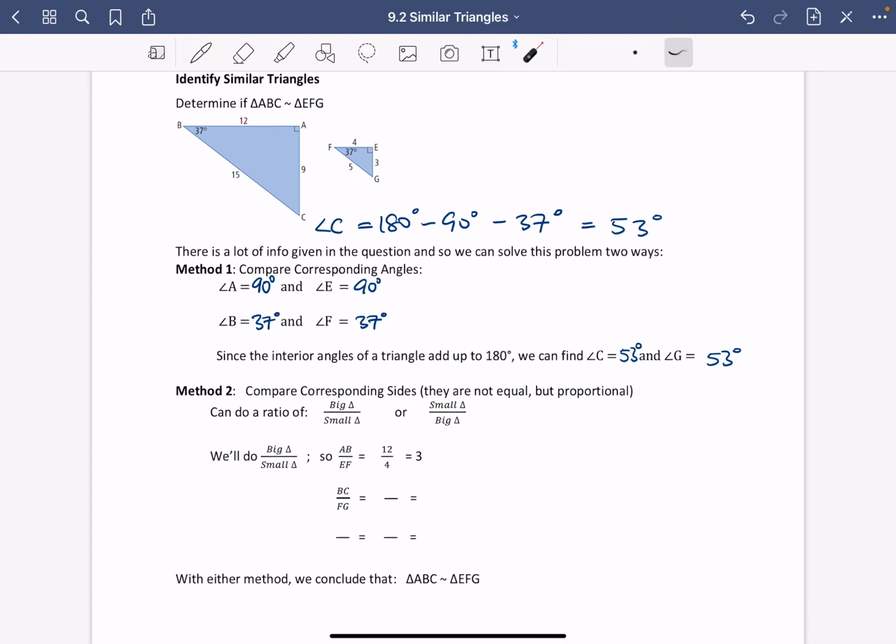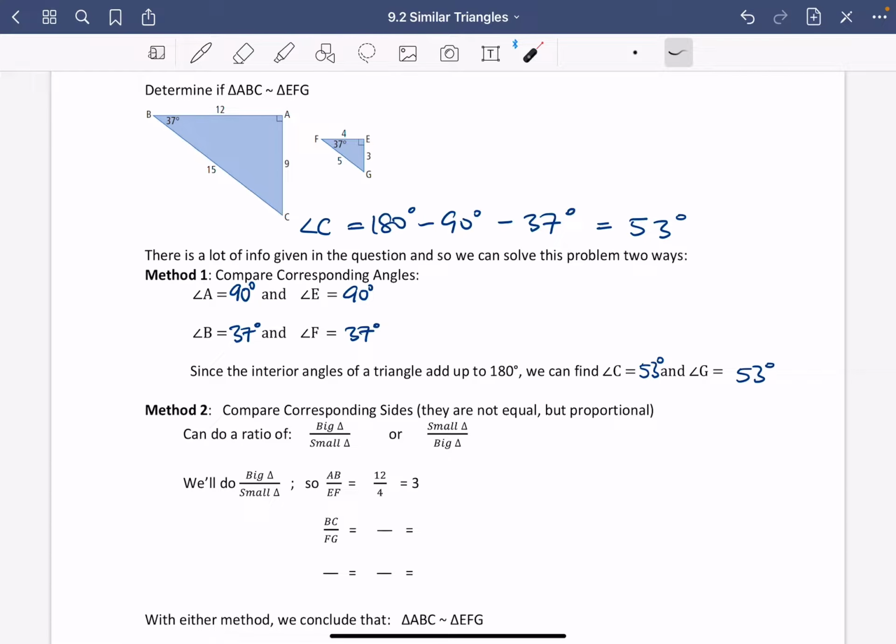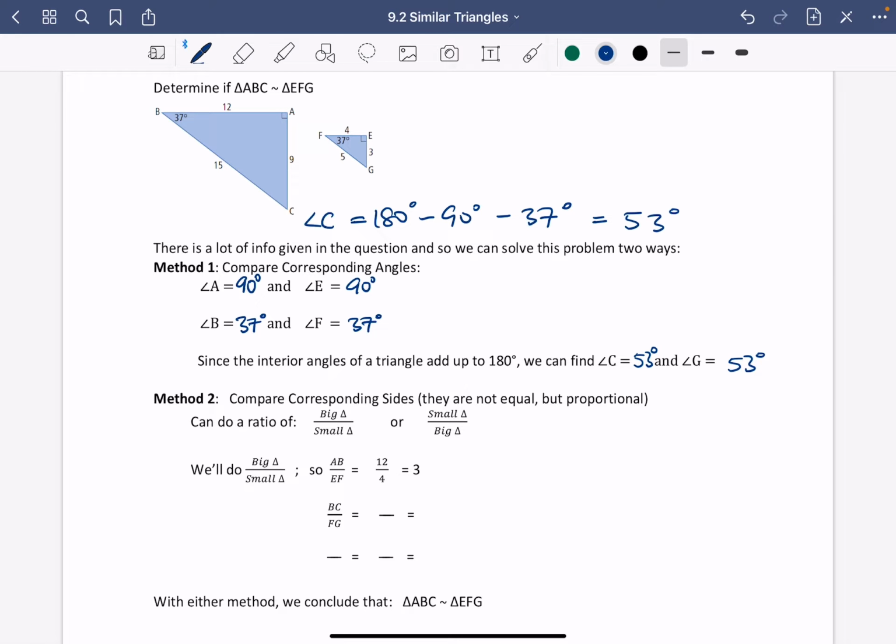Okay, next one, method 2, comparing corresponding sides. So we can do a ratio of either the big triangle over the small triangle or the small triangle over the big triangle. For me, I like to do big over small because the numbers are easier, I think. But you can do either one. Okay, so AB over EF. AB is 12, EF is 4. So the ratio between the sides is 12 over 4, which is 3.